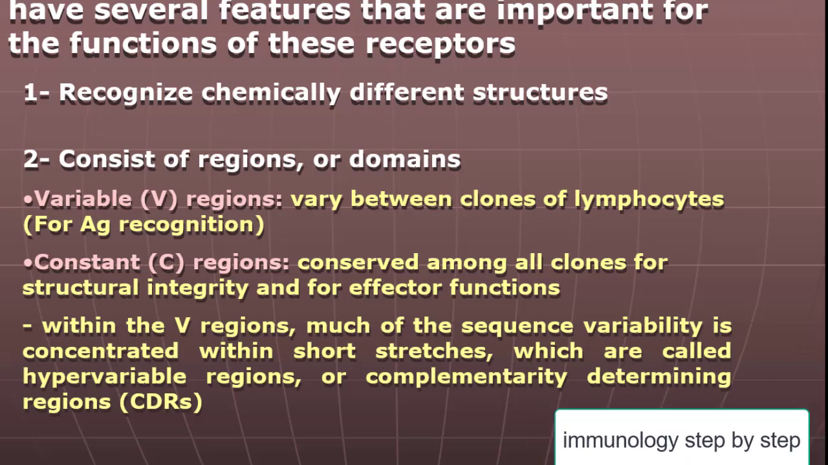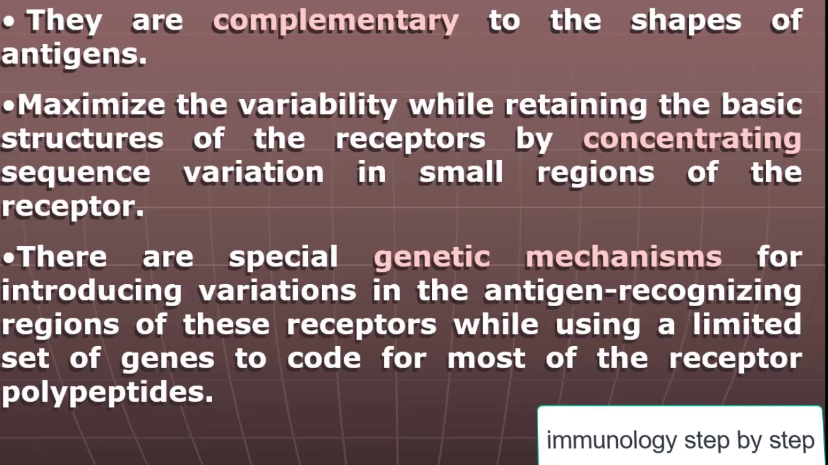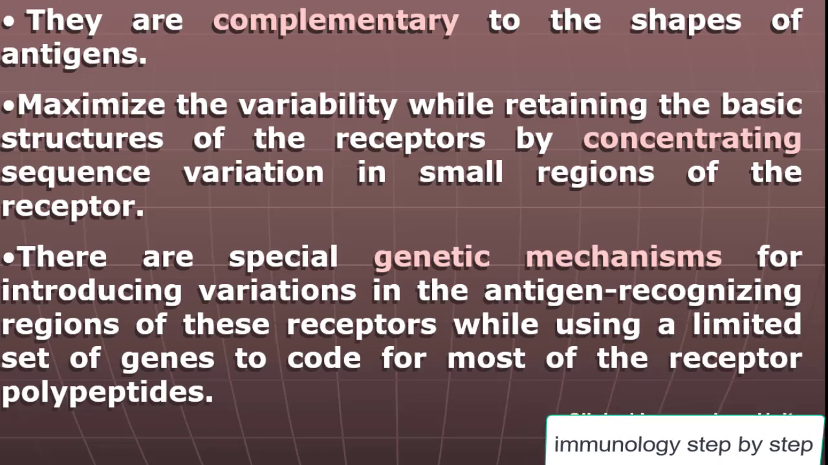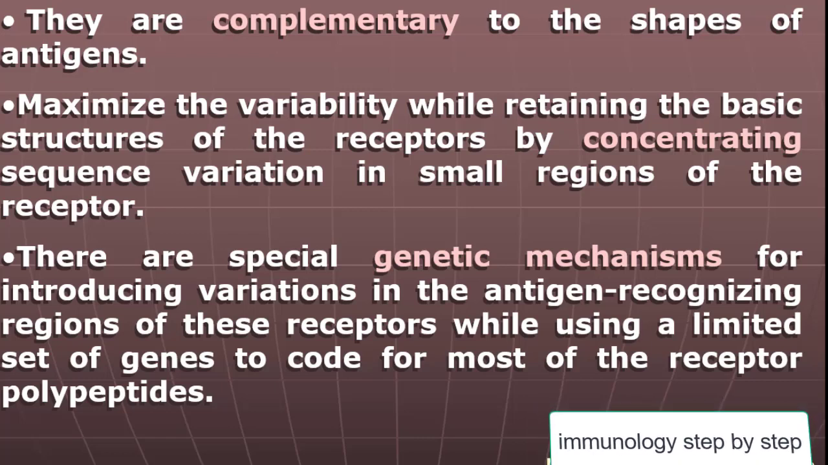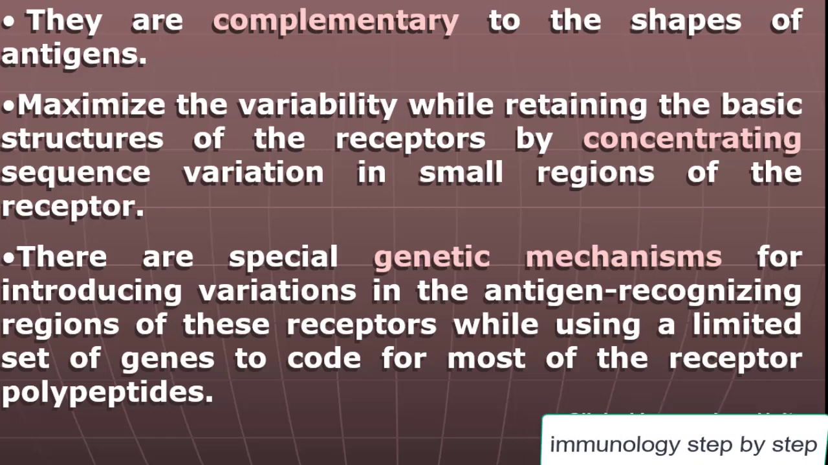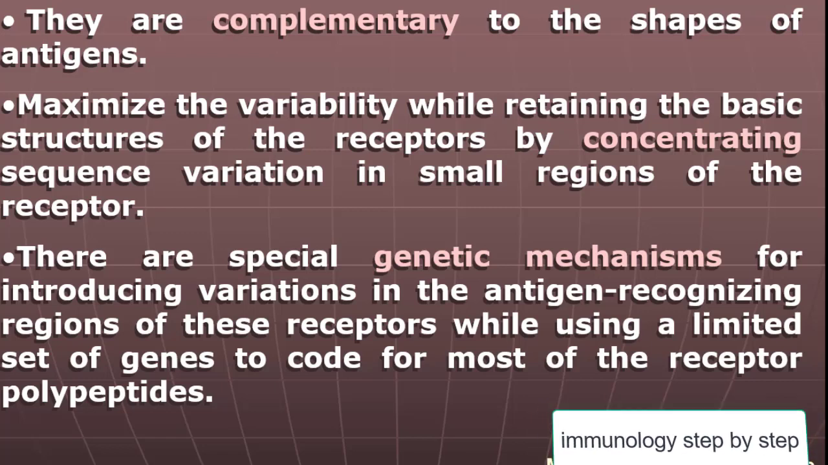Complementarity determining regions, CDRs. CDRs are the parts of the receptor that bind antigen. They are complementary to the shape of the antigen, and maximize the variability while retaining the basic structure of the receptor by concentrating sequence variation in small regions of the receptor. There are special genetic mechanisms for introducing variation in the antigen recognizing region of this receptor while using a limited set of genes to code for most of the receptor polypeptide.